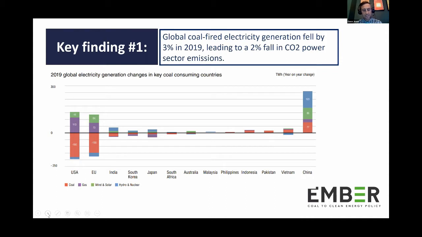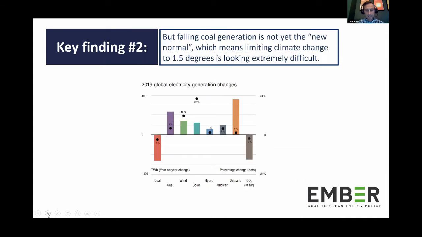So our second key finding is that falling coal generation is not yet the new normal. And I want to return back to that first chart that we were talking about to try to illustrate that. Out of the four key reasons for falling coal generation, only one of them, the increased wind and solar generation, is a structural factor. The biggest factor was that electricity demand increased by the least in a decade. Had electricity demand increased at the average of the last decade last year, then global coal generation would most likely not have fallen.